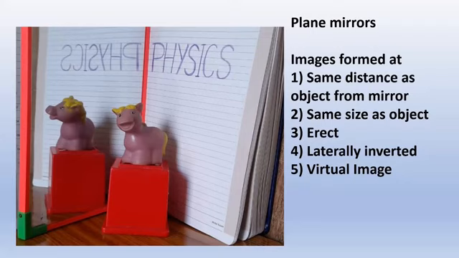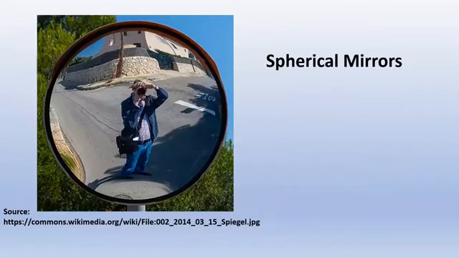The fourth characteristic is the images are laterally inverted. Left appears to be right and right appears to be left. Next, the image formed by a plane mirror is virtual. Virtual means the image cannot be captured on a screen. Now let's discuss spherical mirrors.